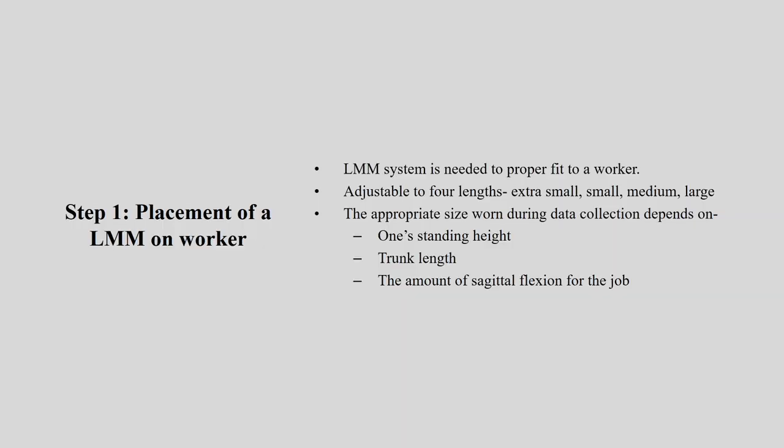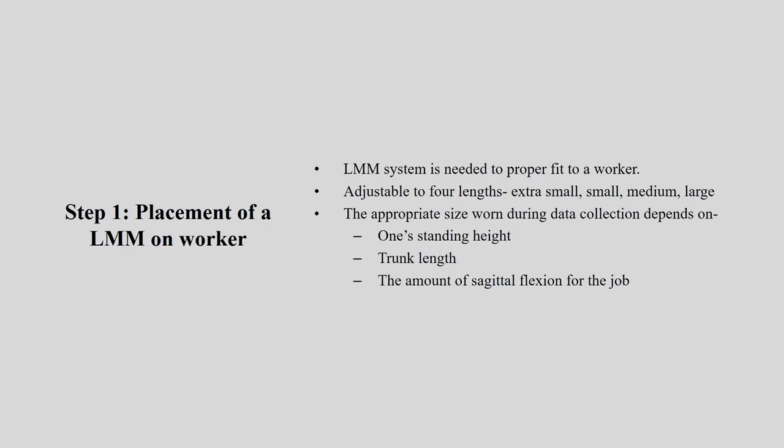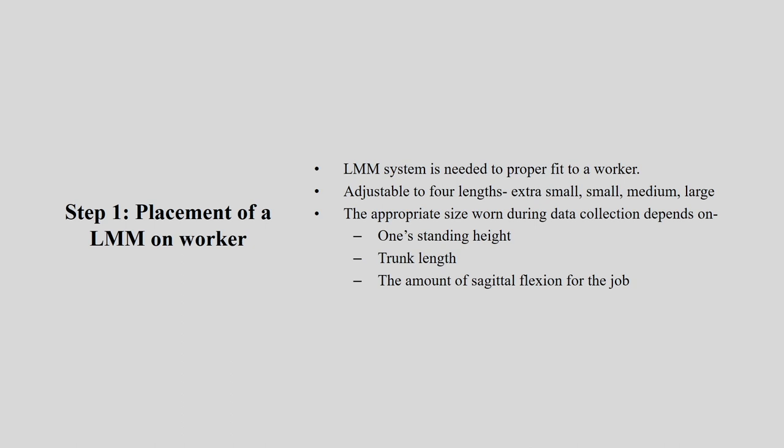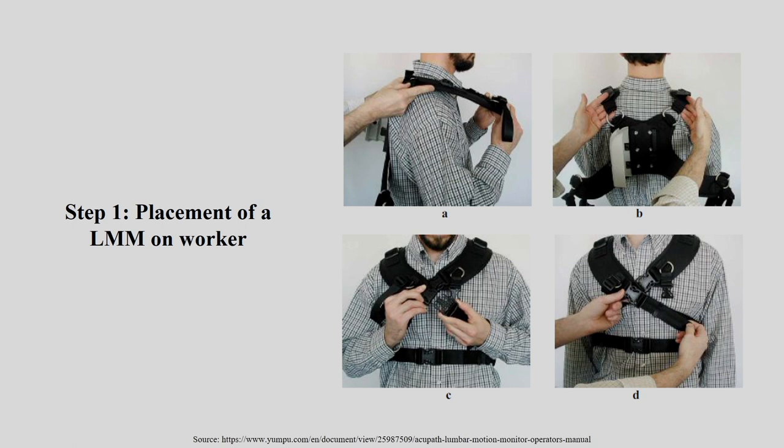Some specific important things need to be considered while placing the belt and the sensor on the back. The LMM system needs to fit properly on the worker. You have adjustable lengths: extra small, small, medium and large, depending on your body size. You need to choose the appropriate size during data collection based on standing height, trunk length and the amount of sagittal flexion for a particular job. Based on that you will be wearing that particular size, and the strap needs to be adjusted accordingly. So you can see how you adjust it.